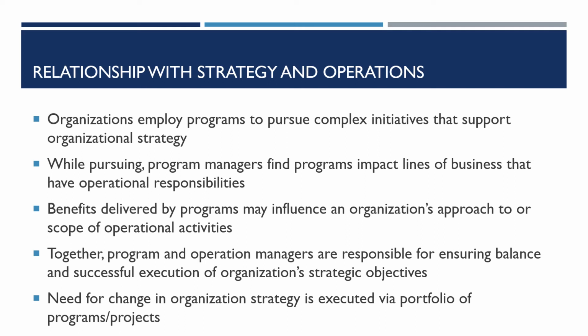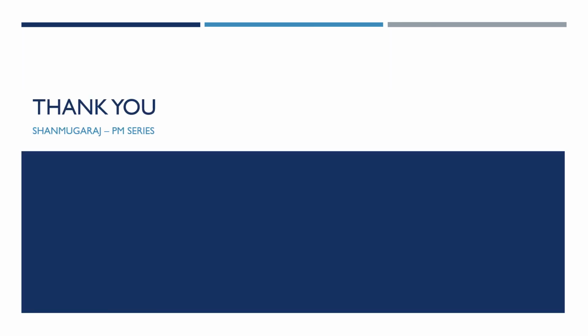So when the strategy is changing, when your products, structure and service lines are changing, generally the change in organization strategy is executed by portfolios only. So portfolios, programs and projects are vehicles for introducing new business value due to the change in the strategies. And again, it gets sustained in operations and maintenance projects, right? So this is the relationship among strategy, operations and program management. Hope you got a fair idea about the relationship among organization strategy, program management and operations.